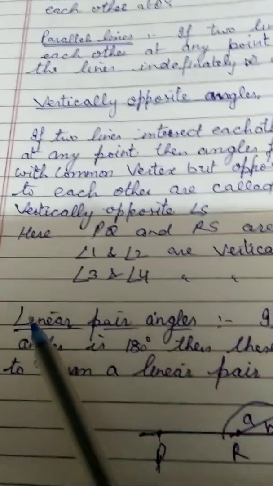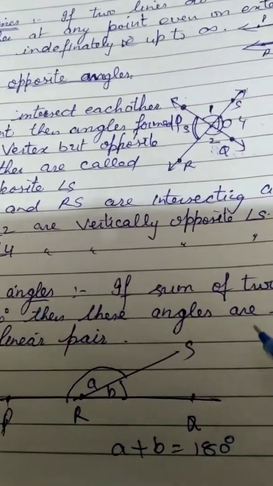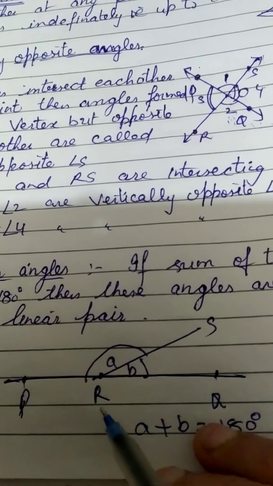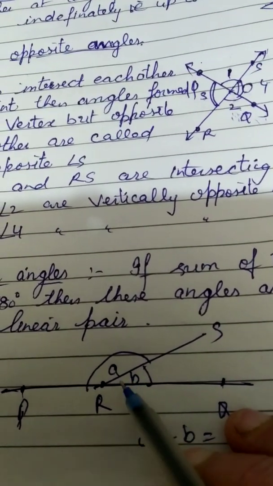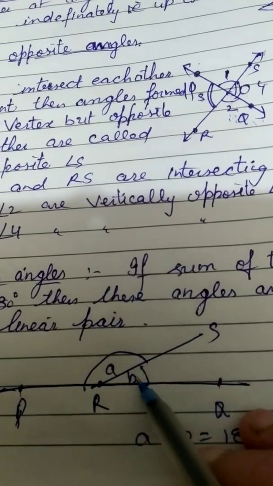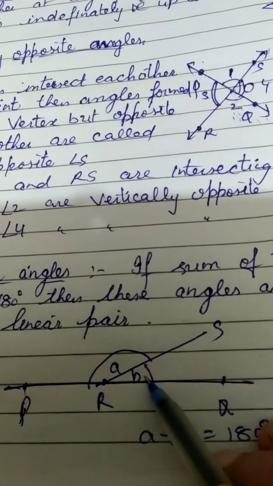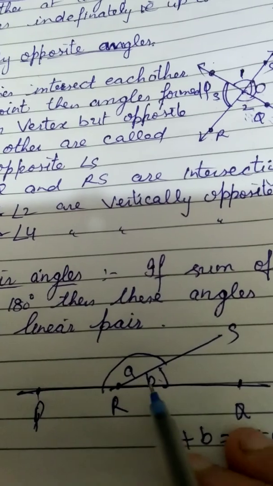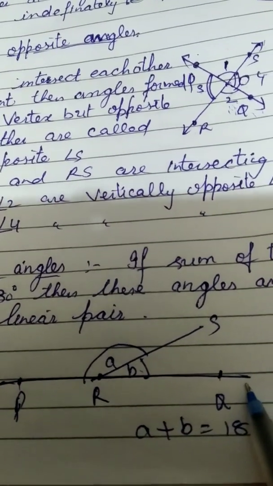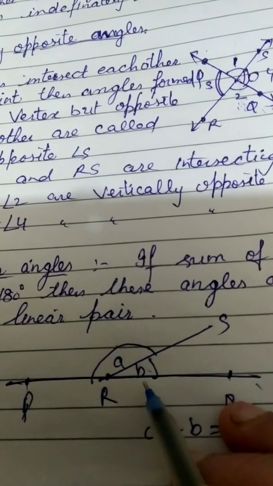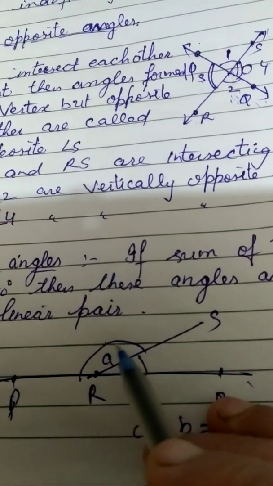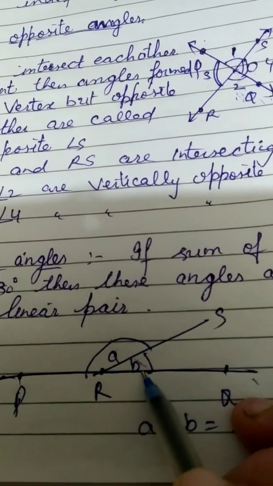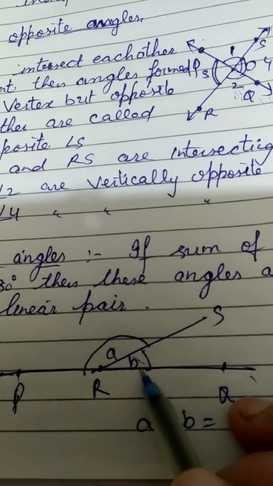Then we come to linear pair of angles. Now, if two angles are adjacent angles and are made on a straight line, then we say that these two angles form a linear pair, because the sum of these two angles will always be 180 degrees.